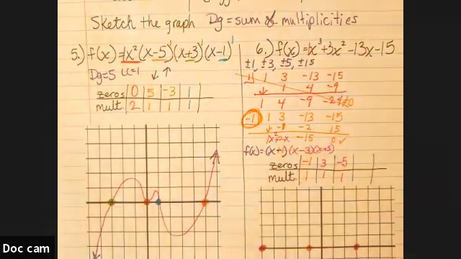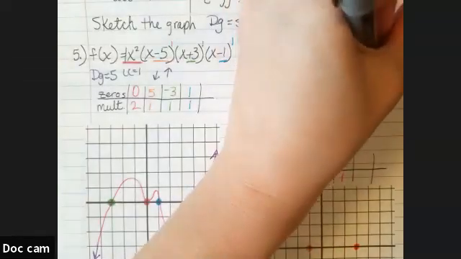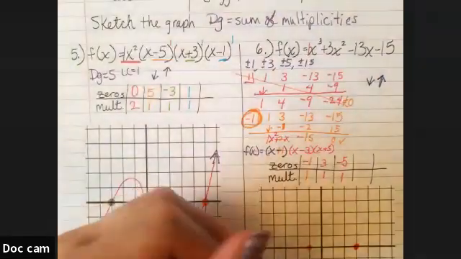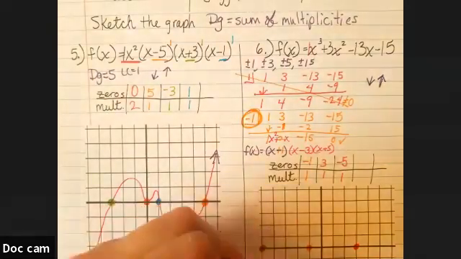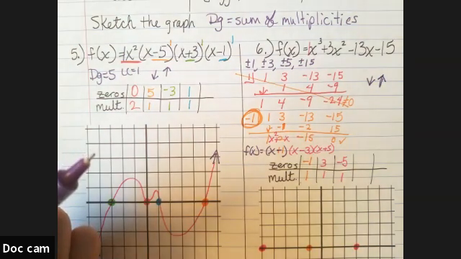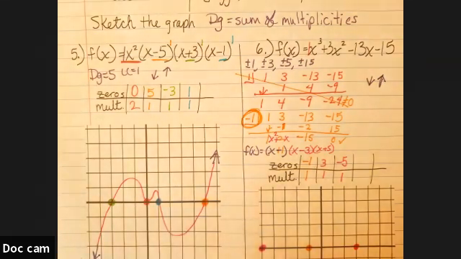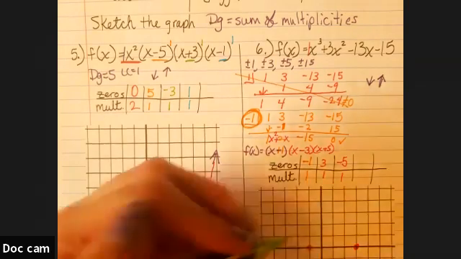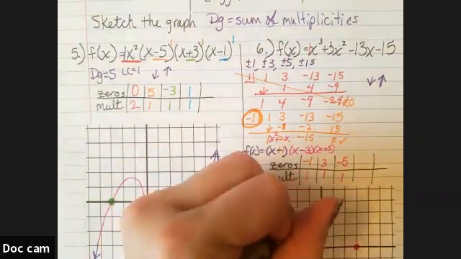Okay. And the degree is 3, and the leading coefficient is positive, so the arrows go like that. And all of my multiplicities were 1, so I can just go straight through.